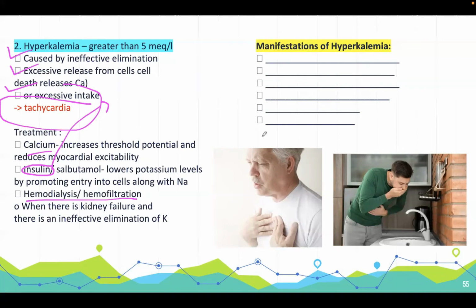So, what are the manifestations of your hyperkalemia? Pag masyado mataas yung level ng potassium in the blood, the patient might experience fatigue or weakness. Next one, a feeling of numbness or tingling. Numbness. Ano yung tingling, ma'am? Parang may tingling sensation. Ganun siya. Tingling. Next naman is the patient might experience nausea or vomiting.